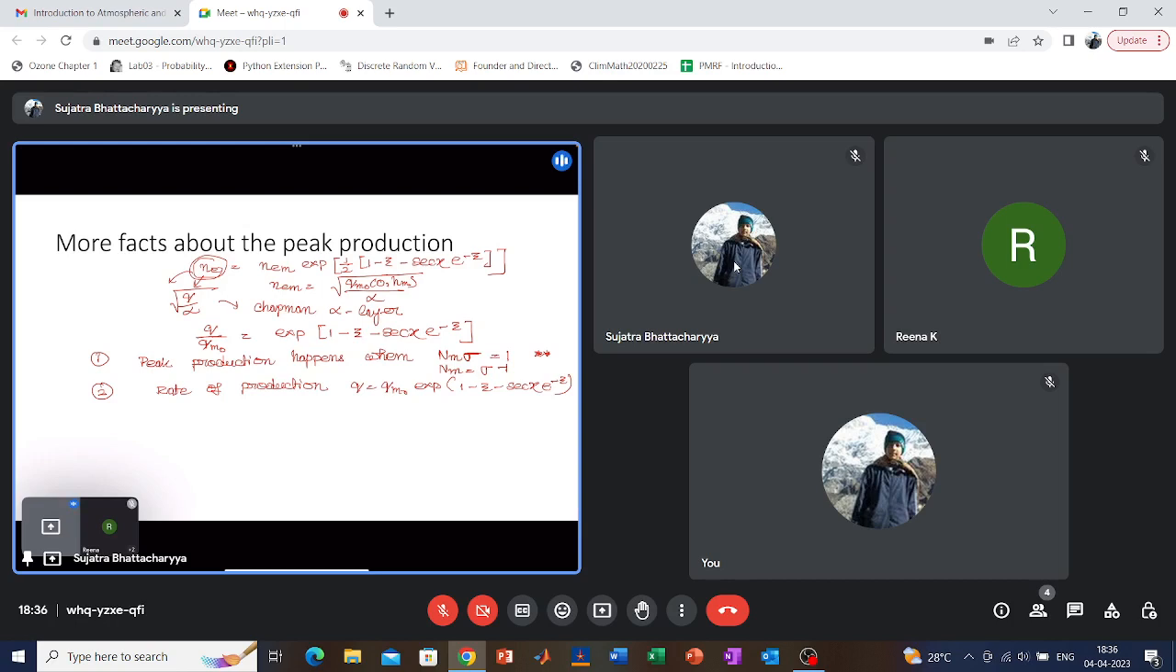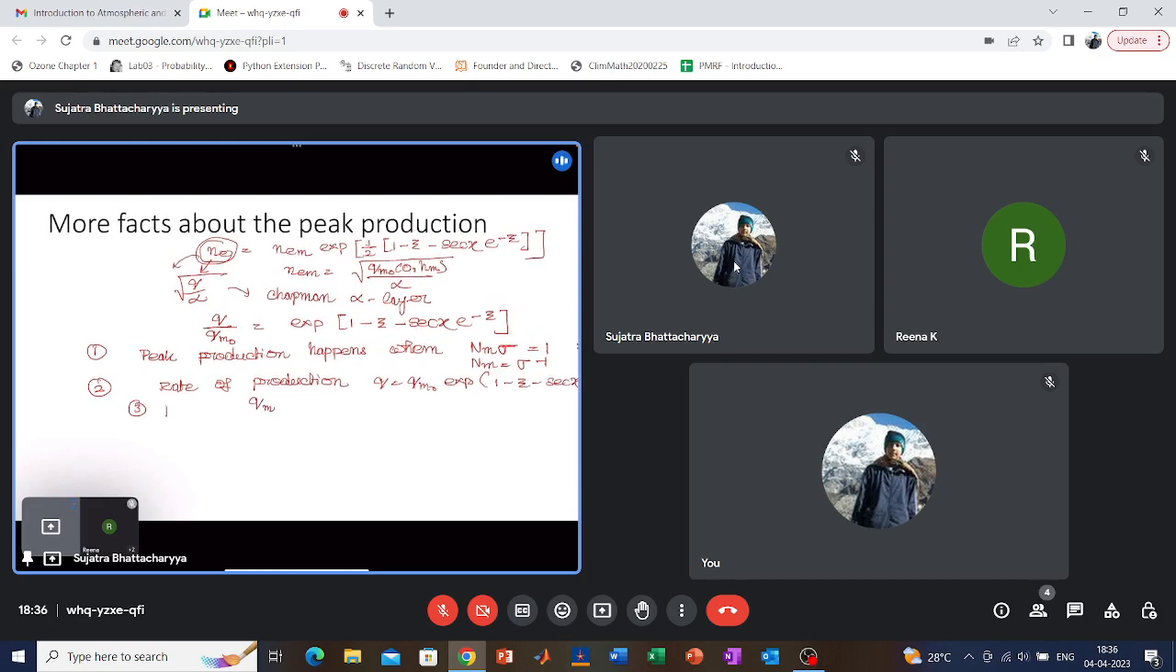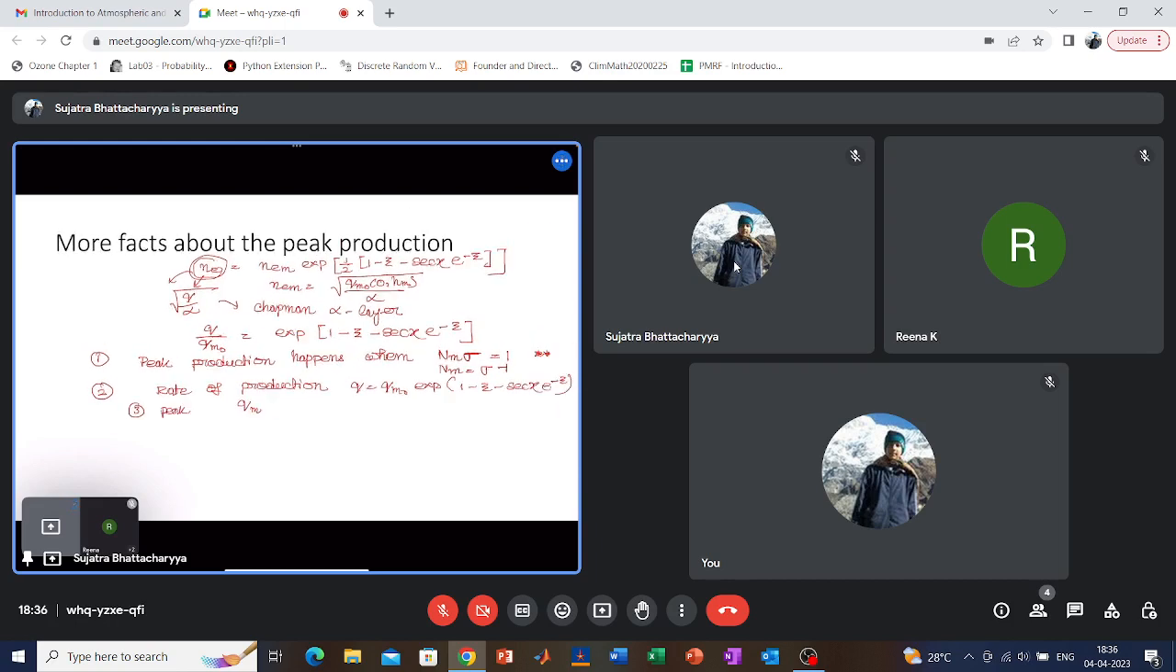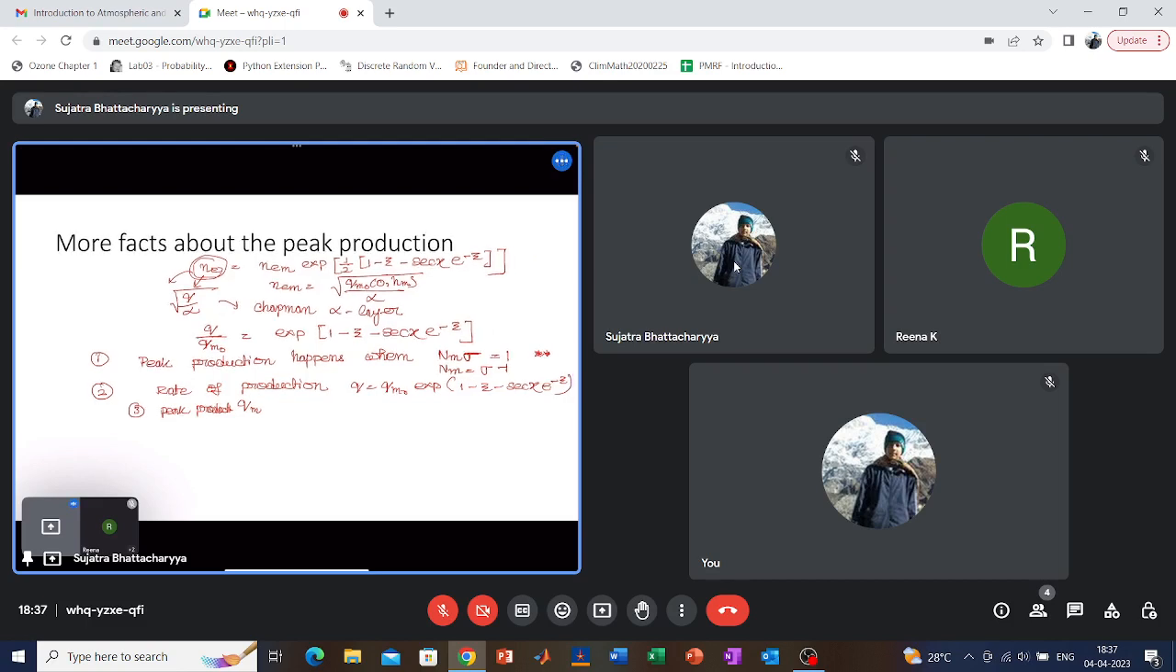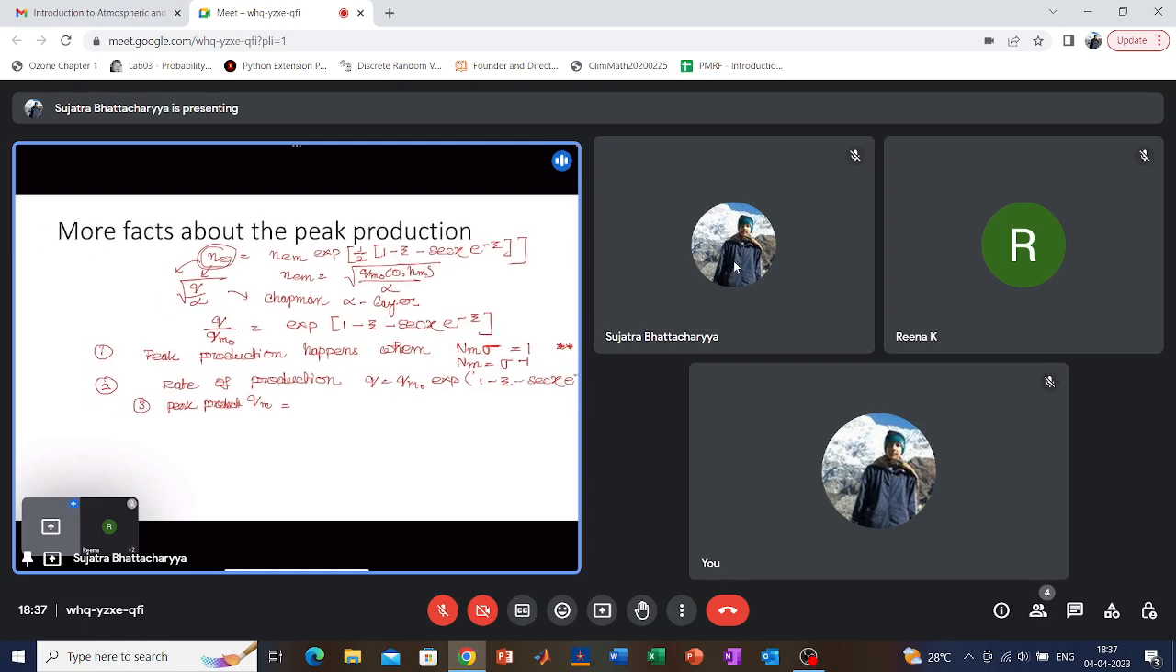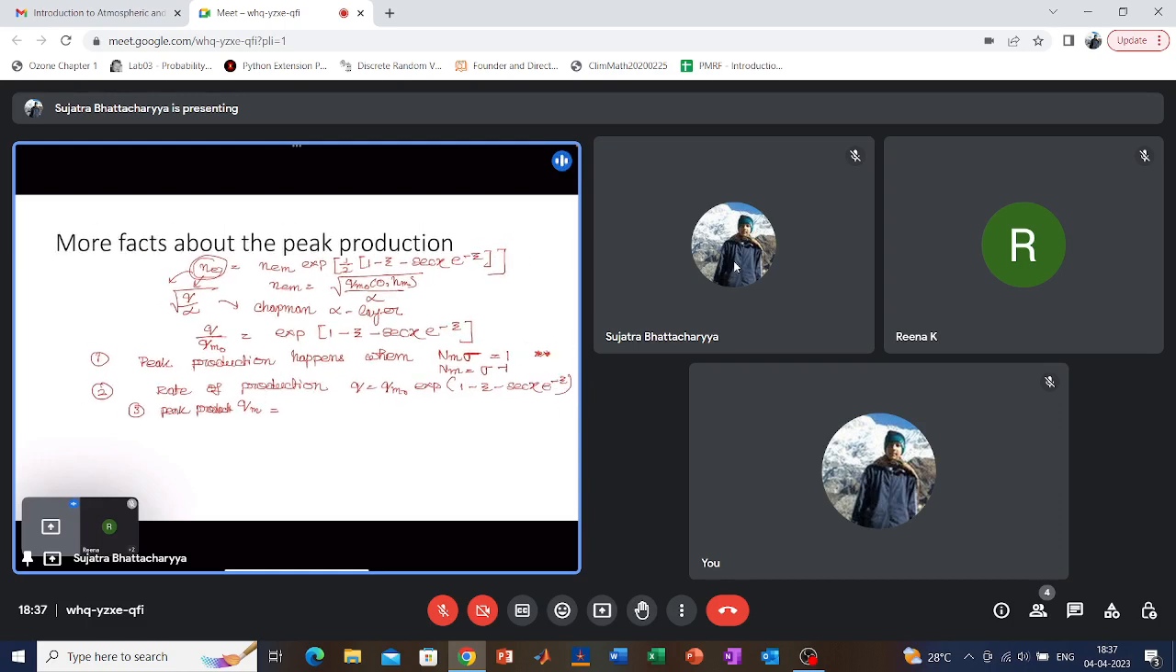which is very important, that this peak magnitude Q_M, third thing, is the peak production rate, I would say. This Q is the production rate and Q_M is the peak production rate, which is given by, not for normal incidence, this is for the general incidence.